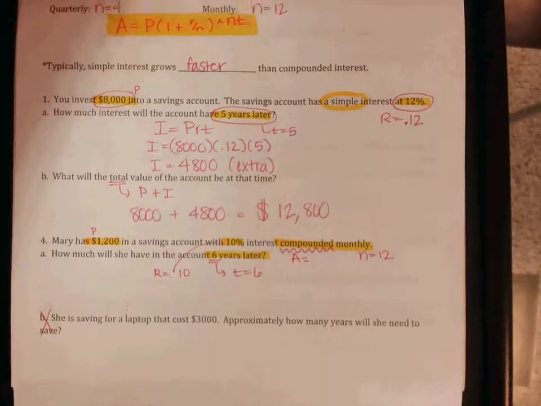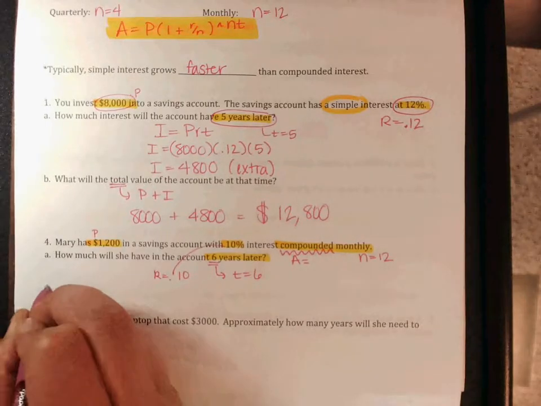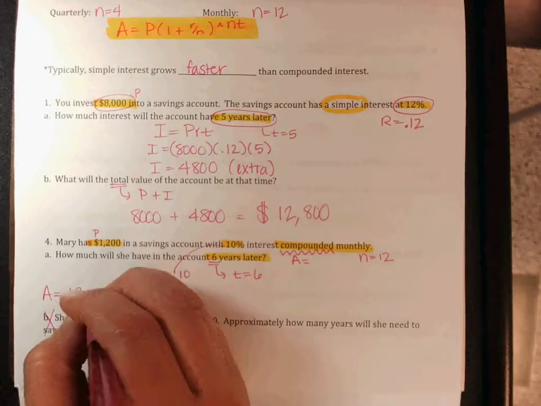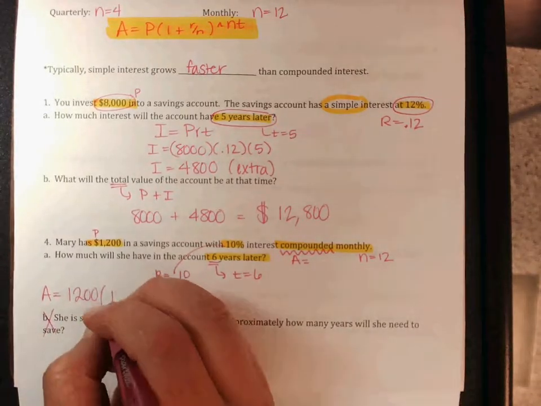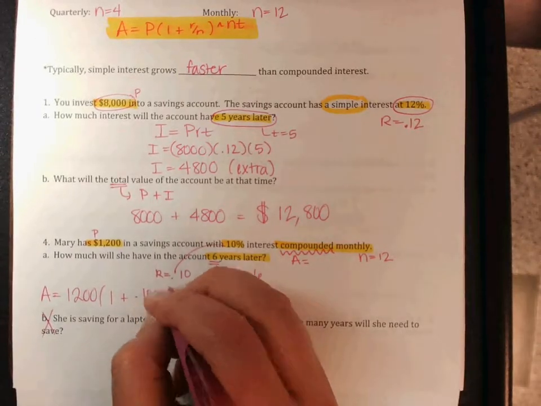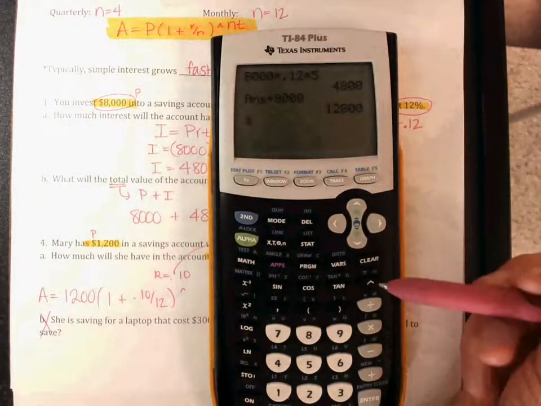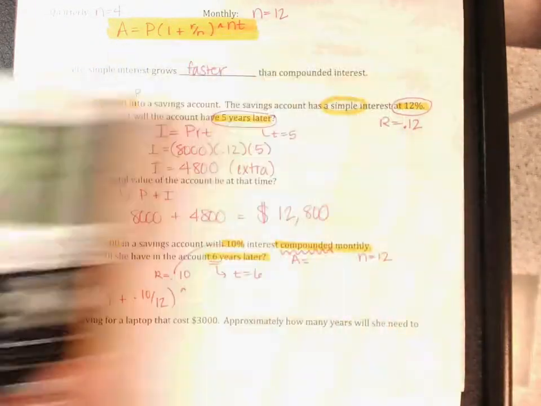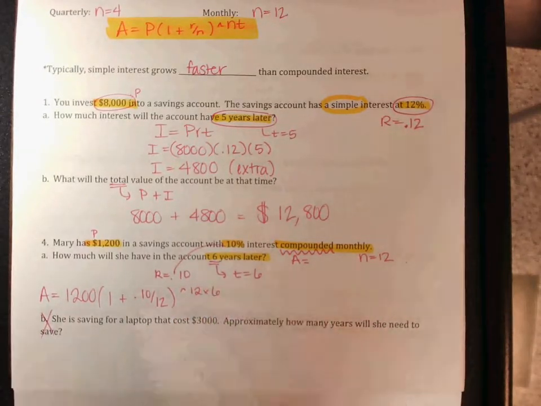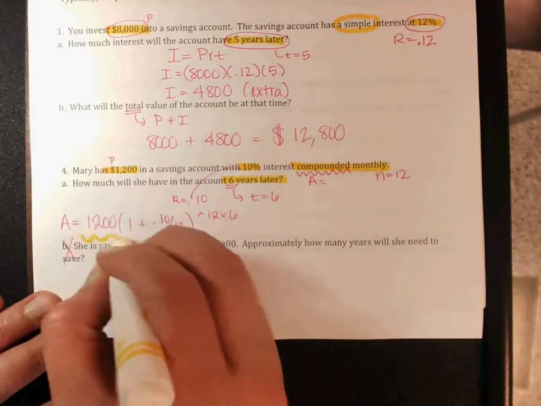So I'm going to go down just a little bit. We're using this formula right here. So it would be A equals, your P is 1,200. Then 1 plus R over N, well, R is 0.10, N is 12, up to the power of, that's your little caret key right here. Okay, that key right there. Up to the power of, and then NT would be 12 times 6. Then you would take all of that and just punch it into your calculator right there.